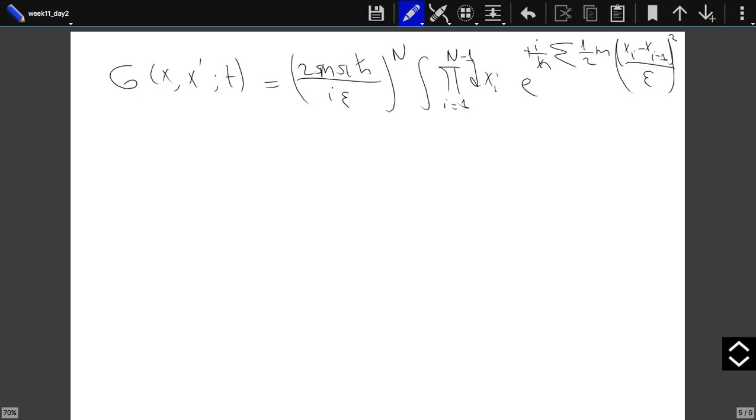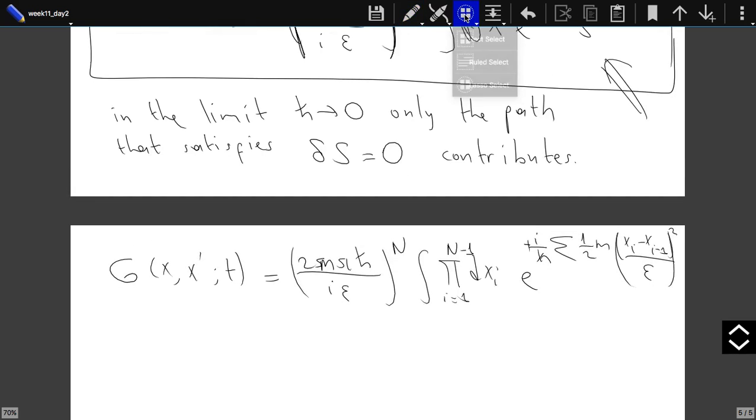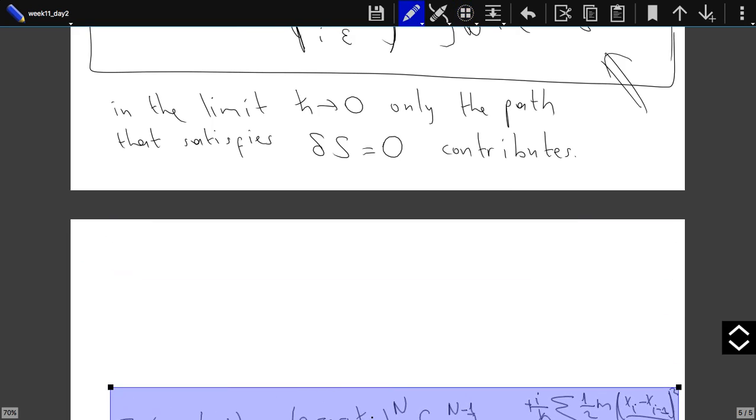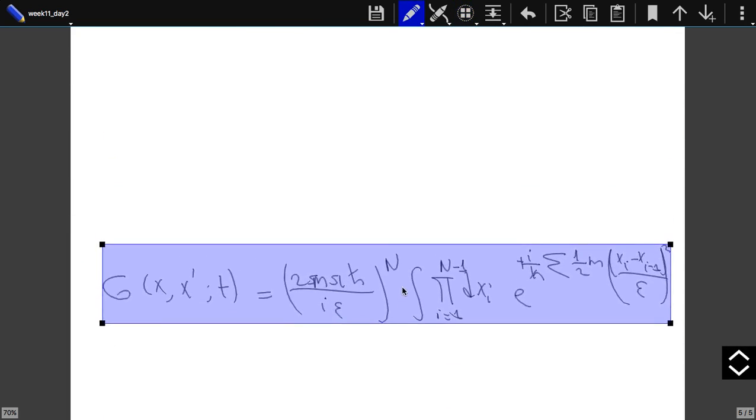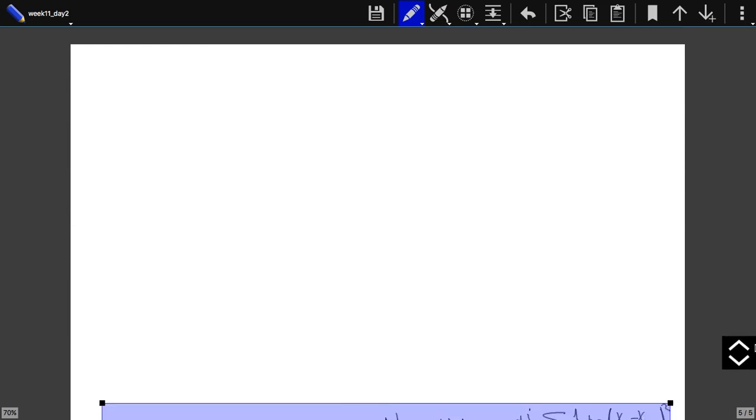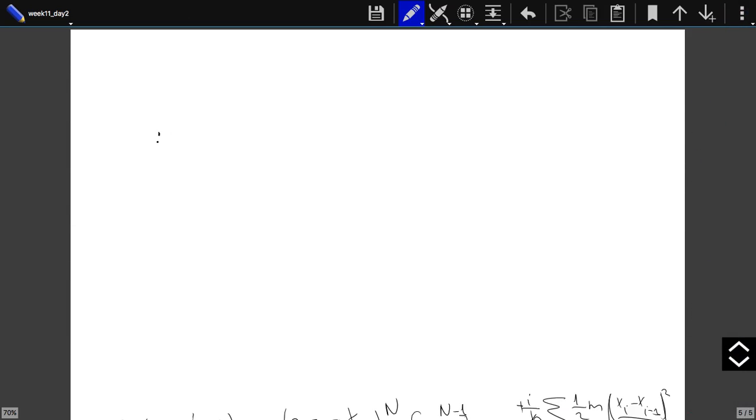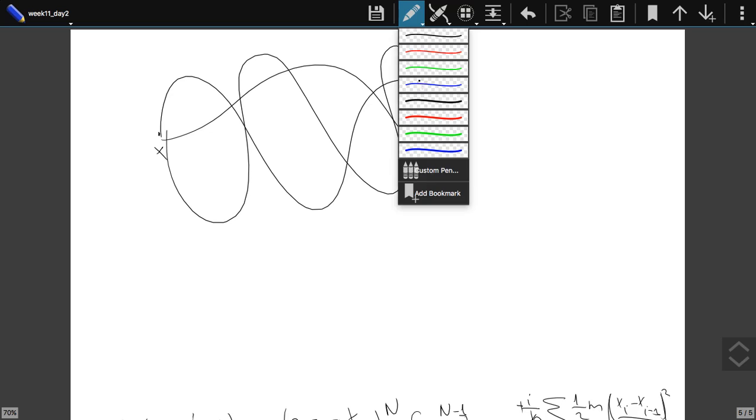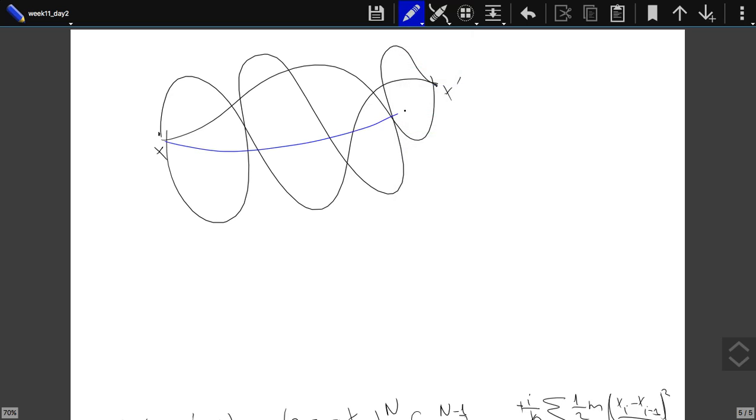So basically, schematically, you can say that let's say this is x, this is x prime. You will be summing the contribution of this path, this one. You will be summing them all. And then you have the classical path, let's say it is this one.